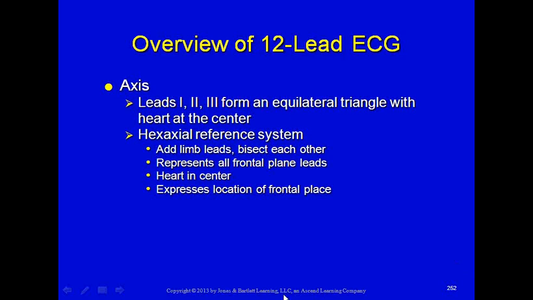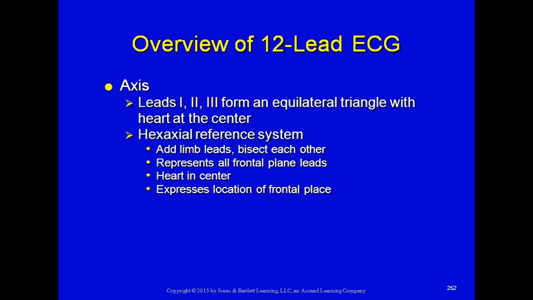Now, axis deviation is something that we need to be aware of. However, we don't pay a lot of attention to it in the field. Axis deviation refers to the location of the heart within your chest, sometimes because of enlargement, a congenital anomaly, injury, swelling, those sorts of things. The heart may rotate or move inside the chest off its normal axis. And the axis is determined by the following steps.